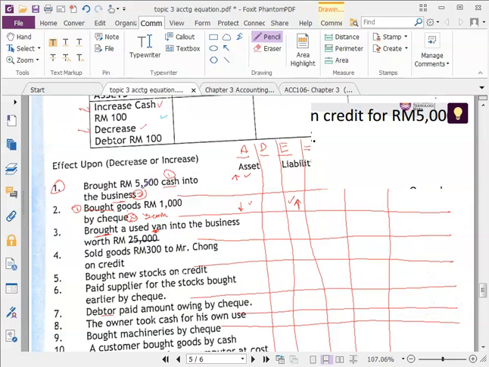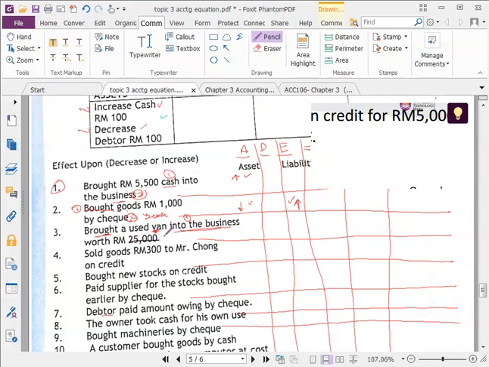Okay, first question. Brought cash into the business. Okay, same goes to number 3. So brought a used van into the business worth 25,000. It means that what? Into the business. Okay, what is the keyword for into the business? What is the keyword? What is the effect towards the elements? Which element?